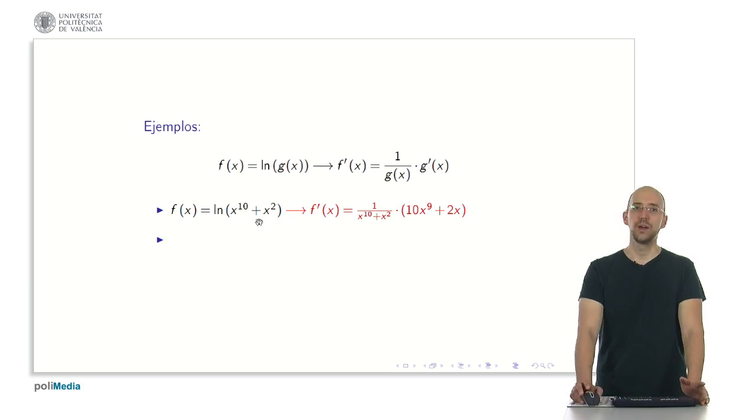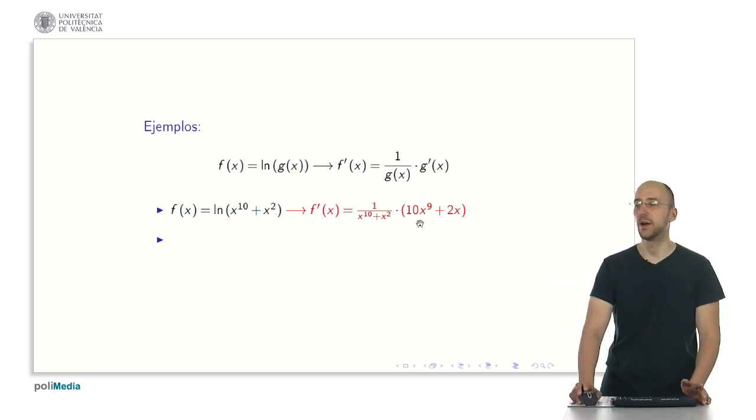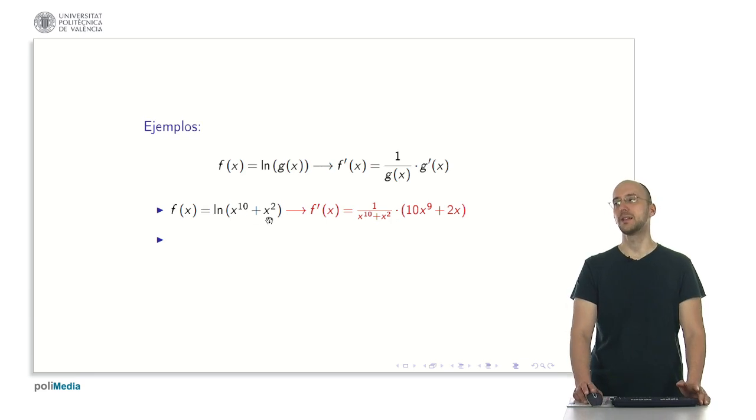The derivative of x raised to the power of 10 is 10 times x raised to the power of 9, as the exponent comes down, and we subtract 1 from the exponent. Additionally, we have the derivative of x squared, which is 2x. We now have the derivative of the natural logarithm of x raised to the power of 10 plus x squared.